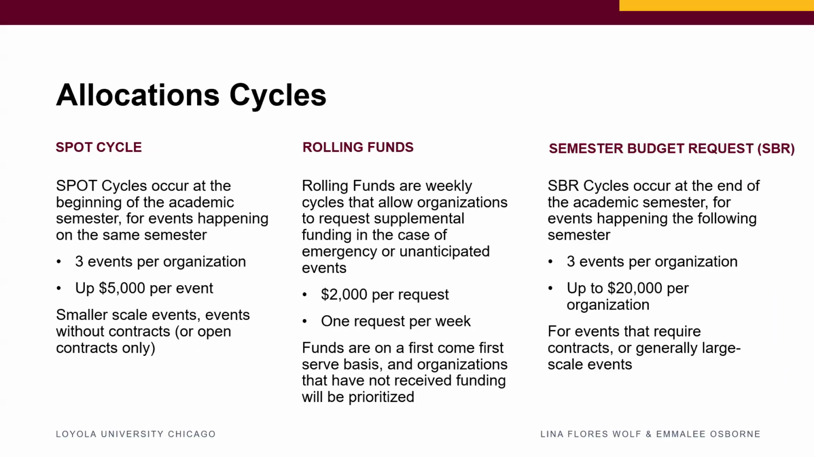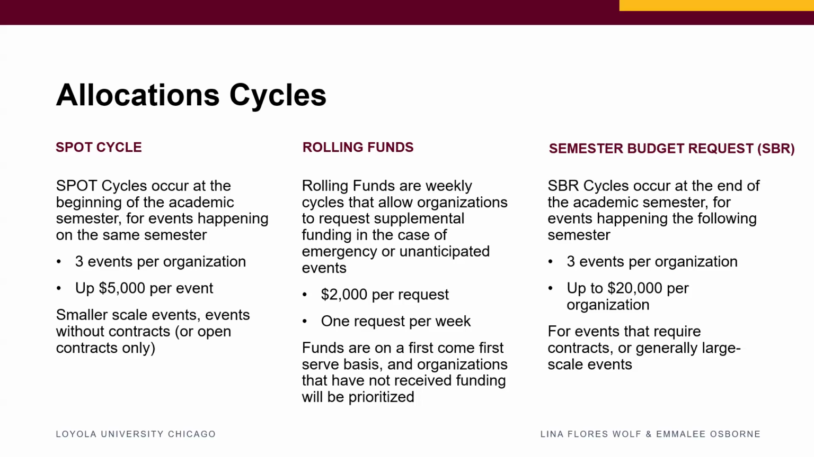As I mentioned before, we have 3 allocation cycles that you can request funding through. The first one that I want to highlight is the spot cycle. A spot cycle occurs at the beginning of the academic semester. This is for events happening in the same semester. So if you're hoping to have an event sometime in the fall semester, you would request funding through here.